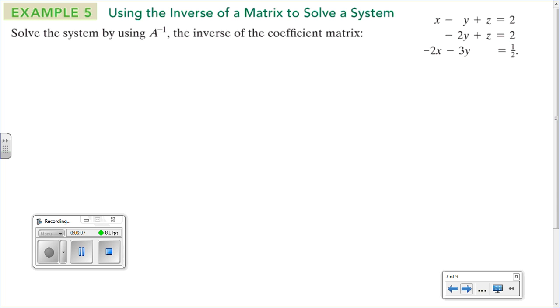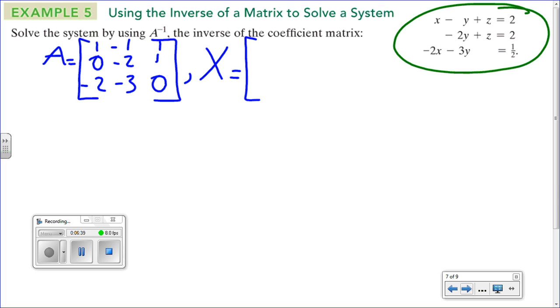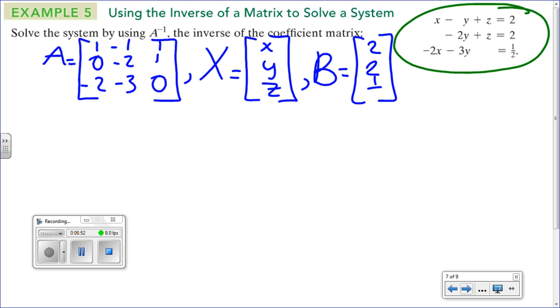Okay, so we have a system here. So let's go ahead and construct the three matrices first. So matrix A is the coefficient matrix. So that will be 1, 0, -2, -1, -2, -3, 1, 1, 0. And then matrix X, capital X, will have just the variables, which are the letters, lowercase x, lowercase y, lowercase z. And then matrix capital B is the constants. So that is 2, 2, 1/2.